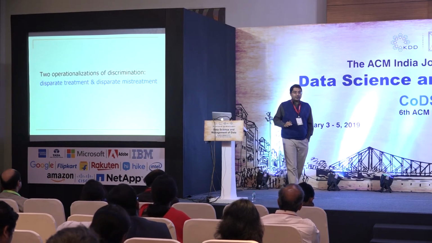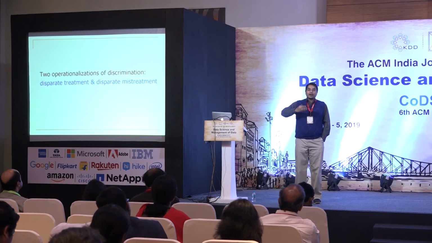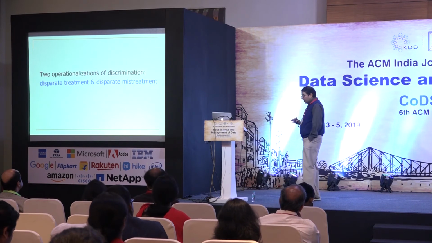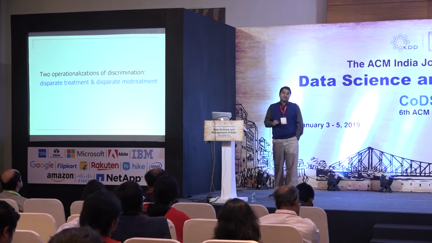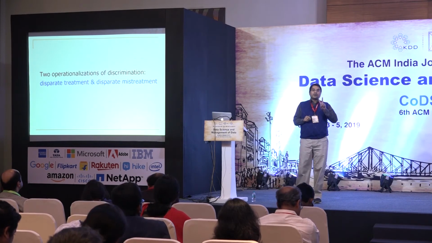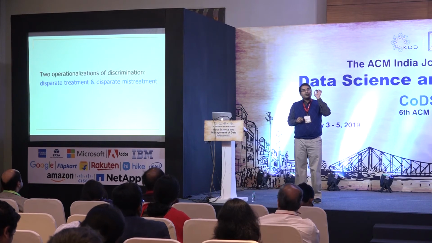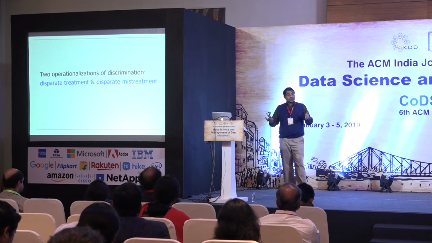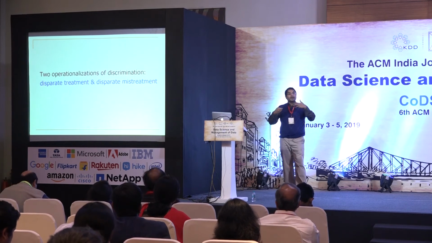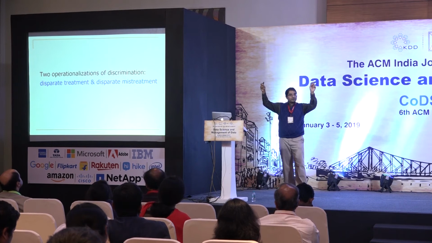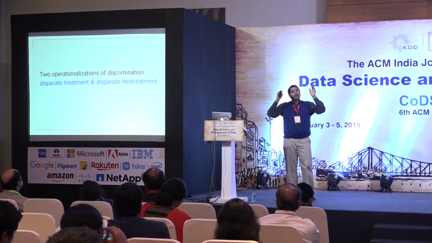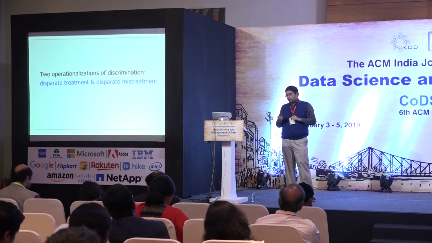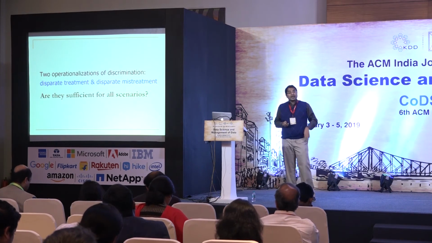Now, at this point, let me just step back and give a bit more of an overview of other types of work that were done by us and others about operationalizing discrimination. Notice that I actually already spoke about two different operationalizations. One is disparate treatment, and another is disparate mistreatment. Okay? Now, are these two operationalizations sufficient? When I say operationalization, you remember the English definition of discrimination? I'm talking about how you formally translate it. Are they sufficient for all scenarios?